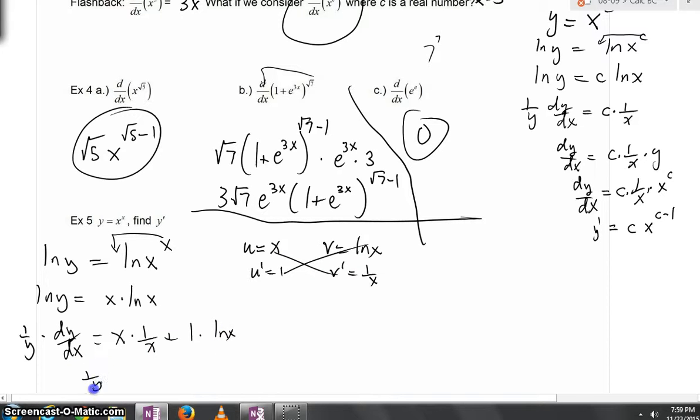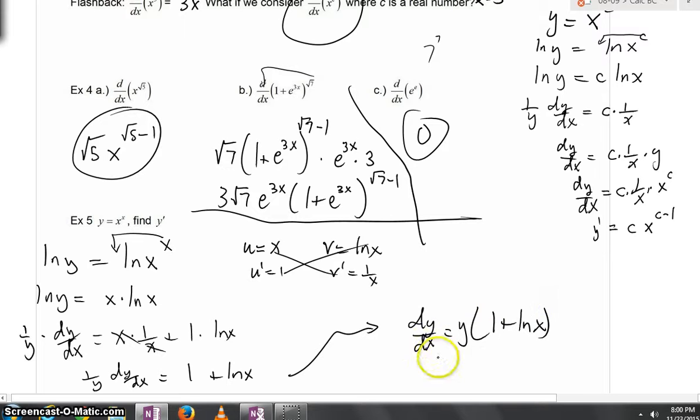And this leaves us with 1 over y dy dx is equal to 1 plus the natural log of x. And if we multiplied both sides by y, we'd have y times 1 plus the natural log of x. But again, y is actually x raised to the x power. So we'll have x raised to the x times, in here, 1 plus the natural log of x. And we're done.